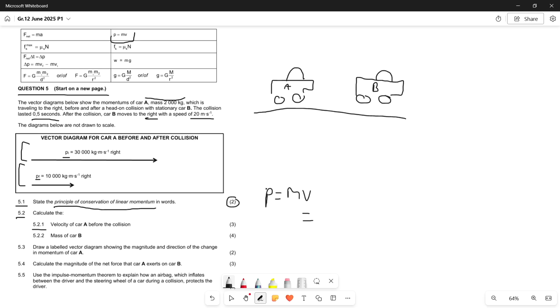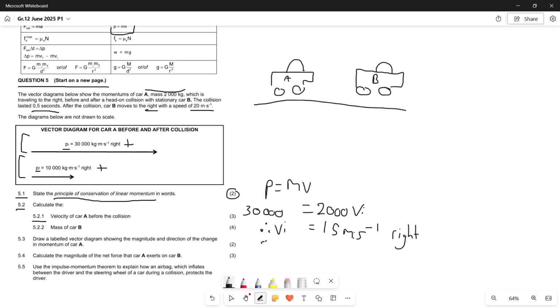So P equals mv. This is our momentum. They've given us the momentum over here, and they have taken right as the positive direction, which means if anything is going to the left, that'll be a negative. So we can write 30,000 over here. Cool. Our mass of car A is 2,000 kilograms over here, and the velocity, the initial velocity, is what we want. So we can just go ahead and divide both sides by 2,000, and our answer for the initial velocity is 15 meters per second to the right. Okay, so we went 30,000 divided by 2,000, and this was our final answer for the initial velocity of the car before the collision.